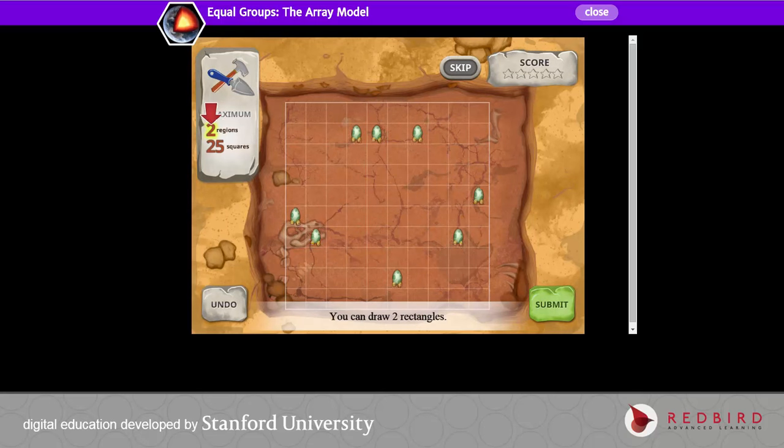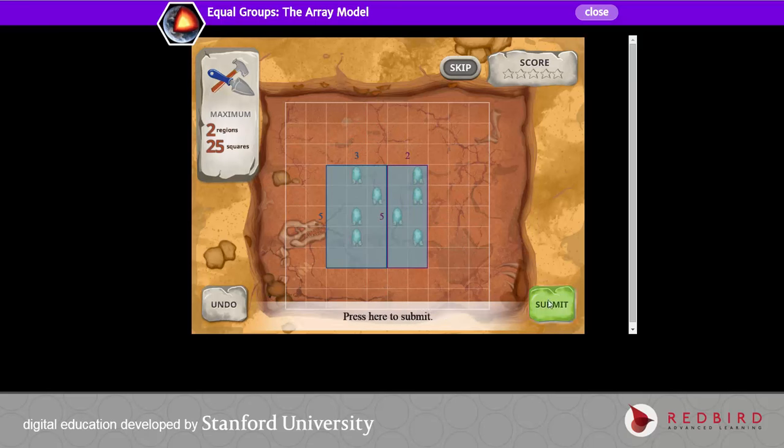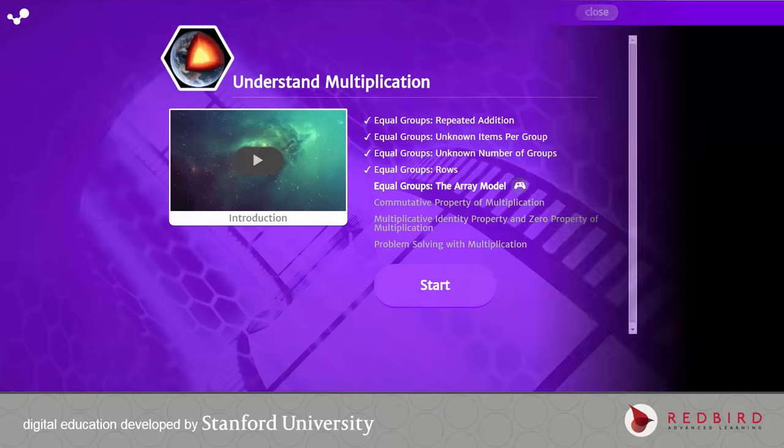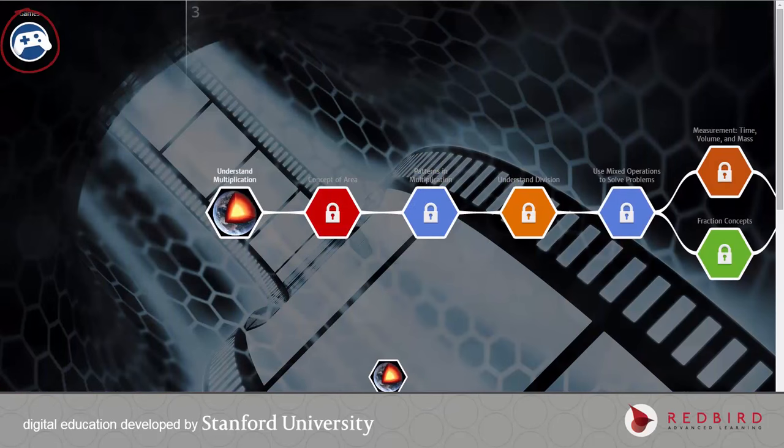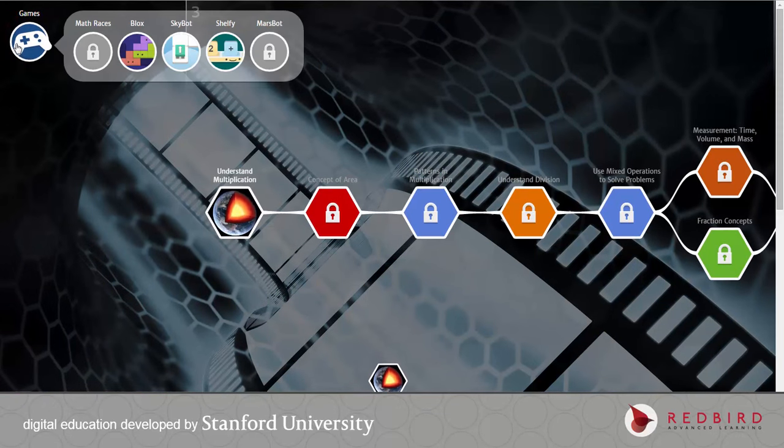Here, students need to make 2 regions with a total of 25 squares while capturing as many of the dino eggs as possible. As students progress through the course, additional multi-level games are unlocked. These games can be found on the Unit Pathways screen. Once unlocked, these leveled games can be played at any time.